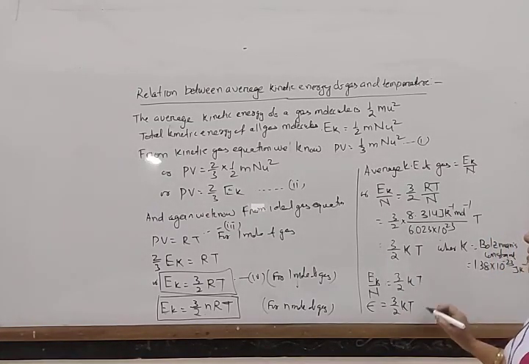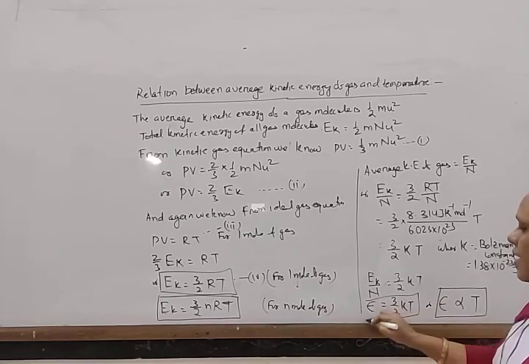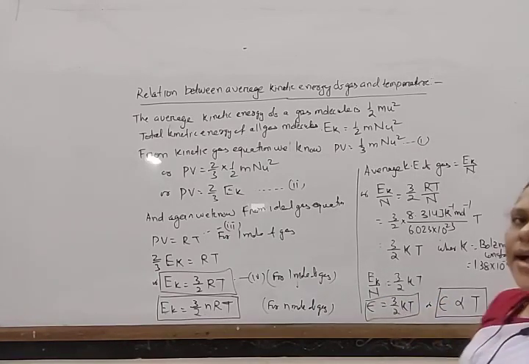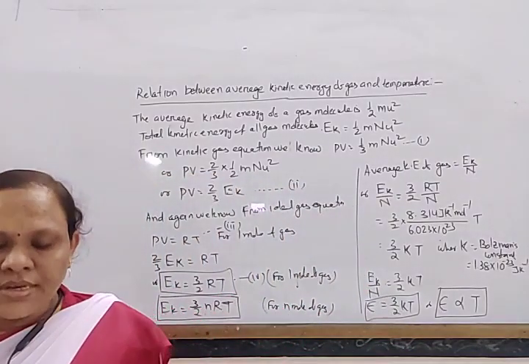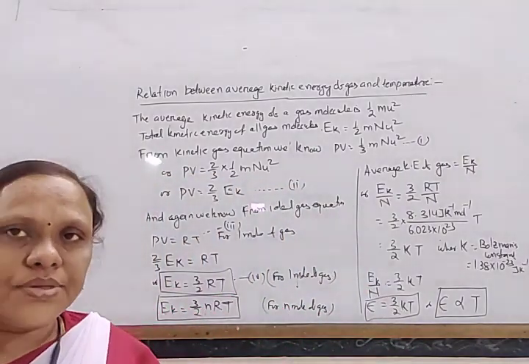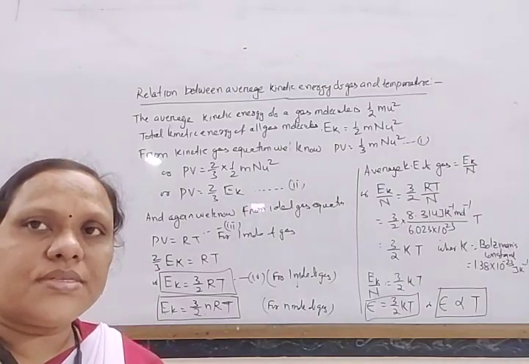k is the Boltzmann constant, or epsilon is proportional to absolute temperature. So this is the relationship between average kinetic energy and absolute temperature. So note down this.